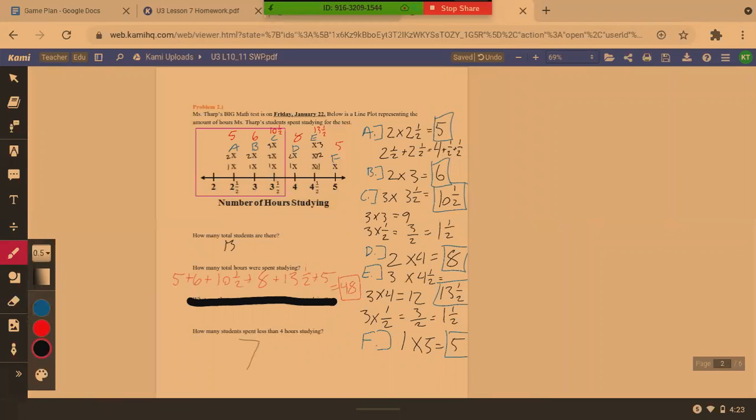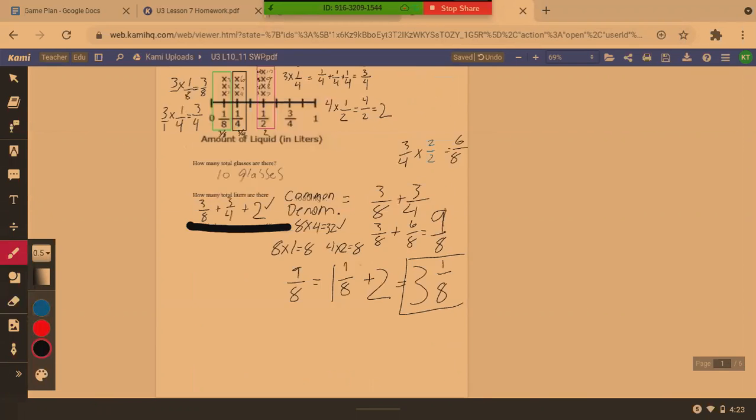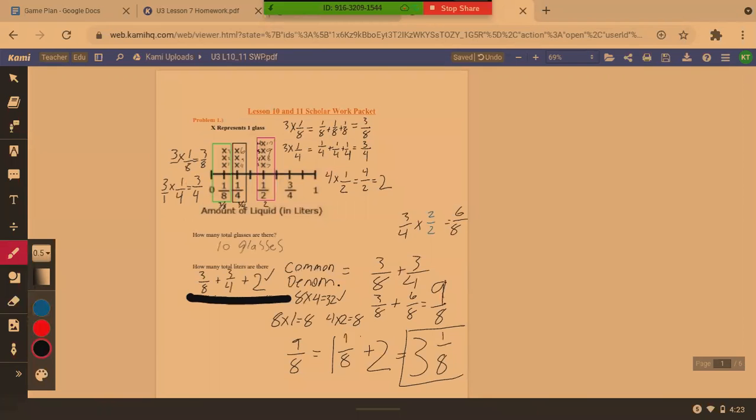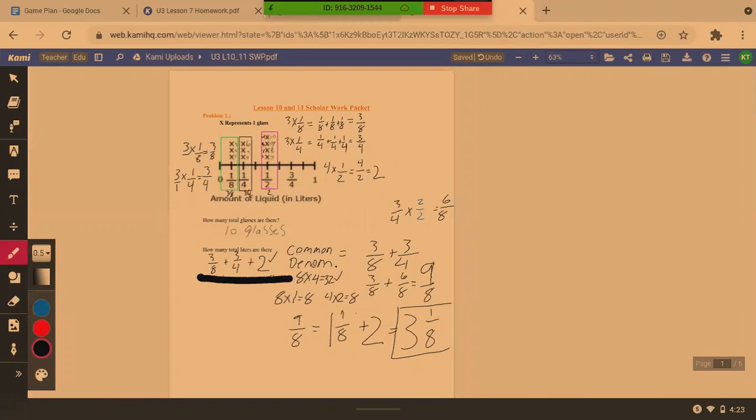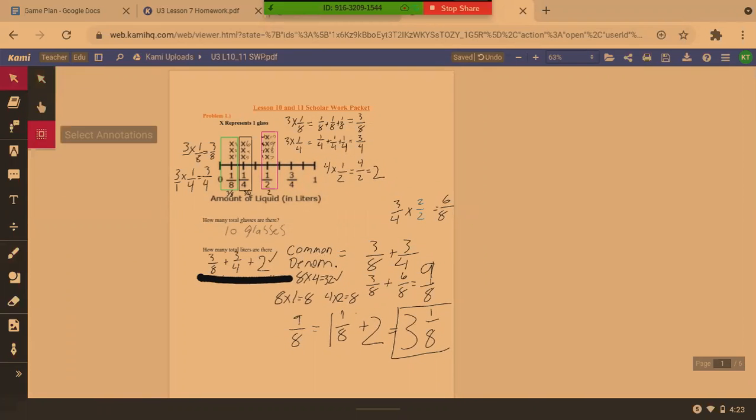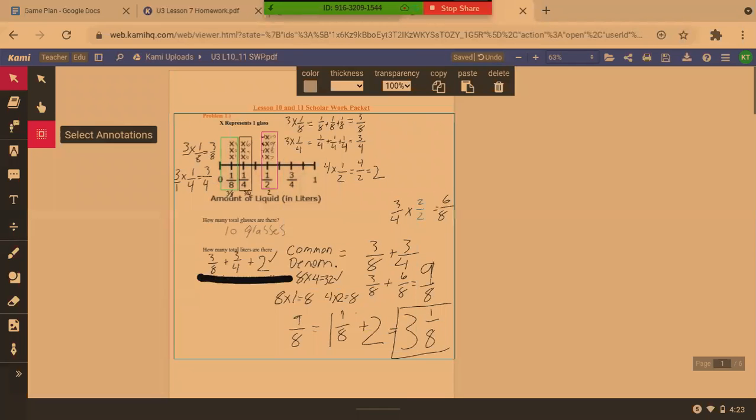All right, that one was pretty simple because it was friendly fractions, right? Halves are pretty easy to deal with. Let's get into something a bit spicier. I'm gonna just delete all this work.